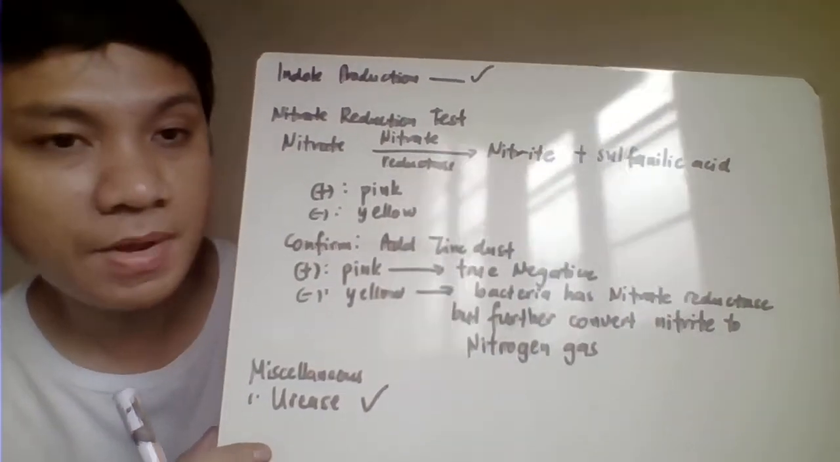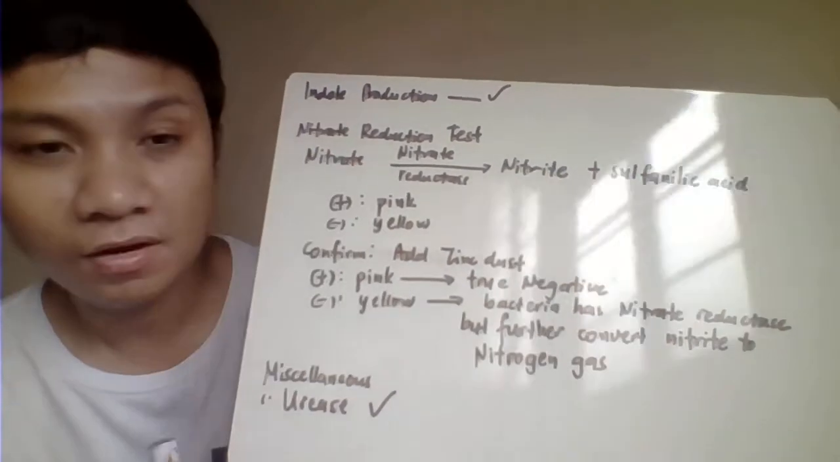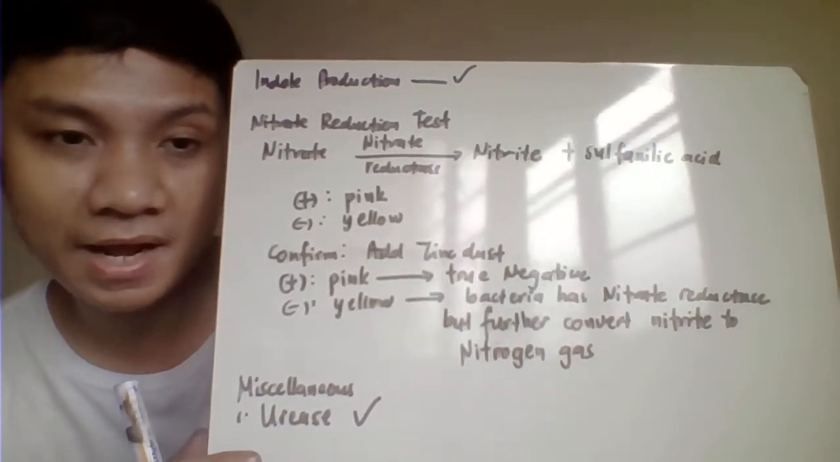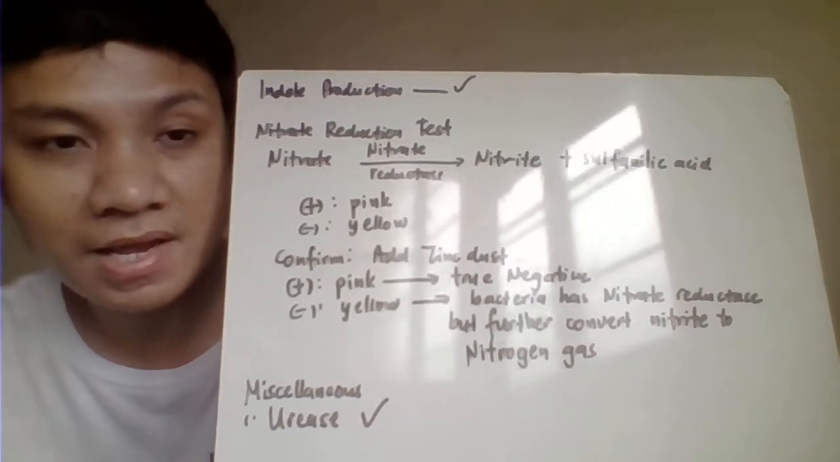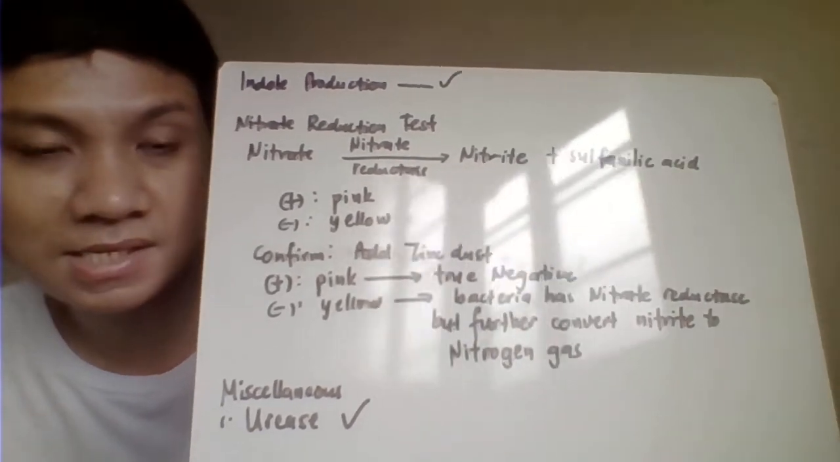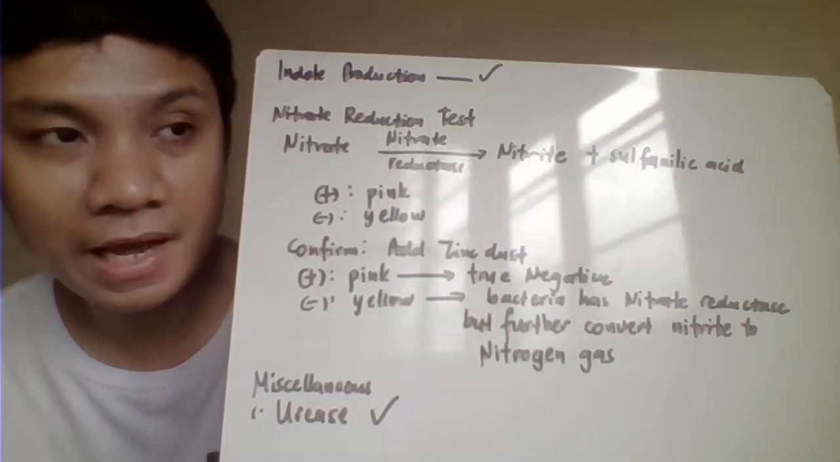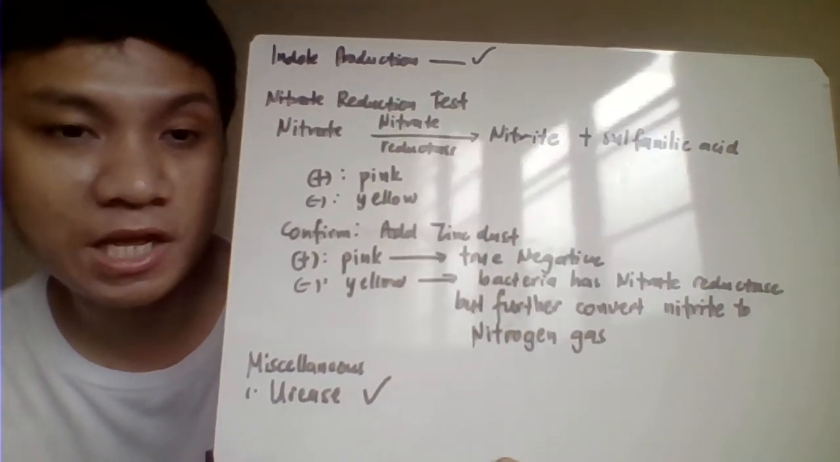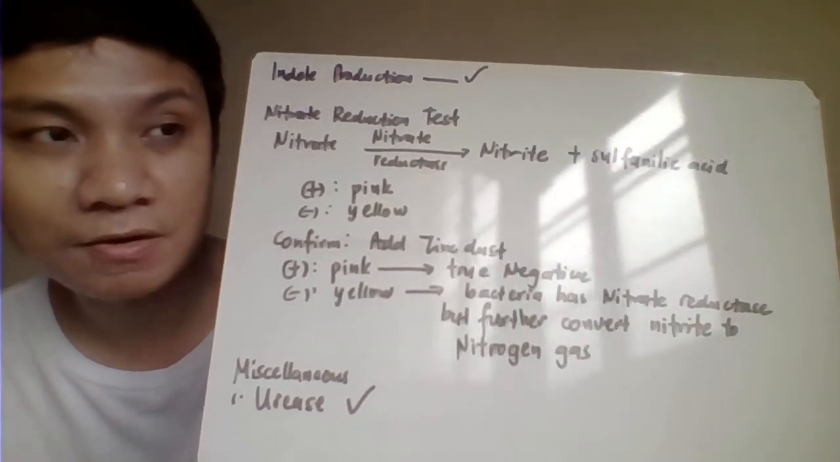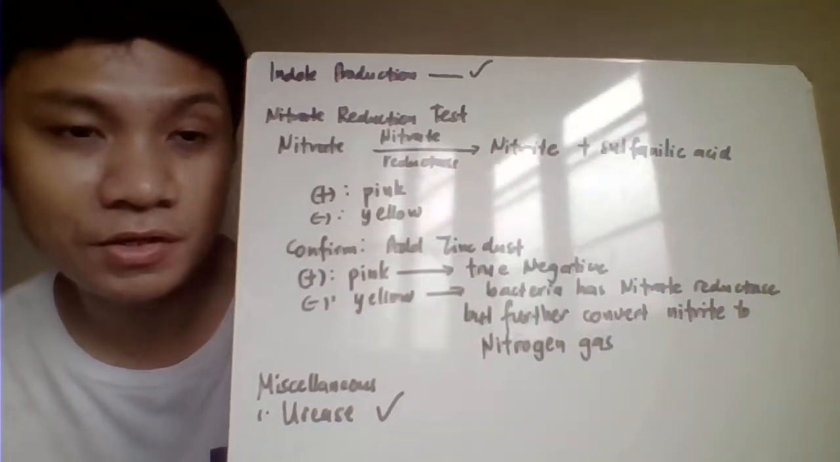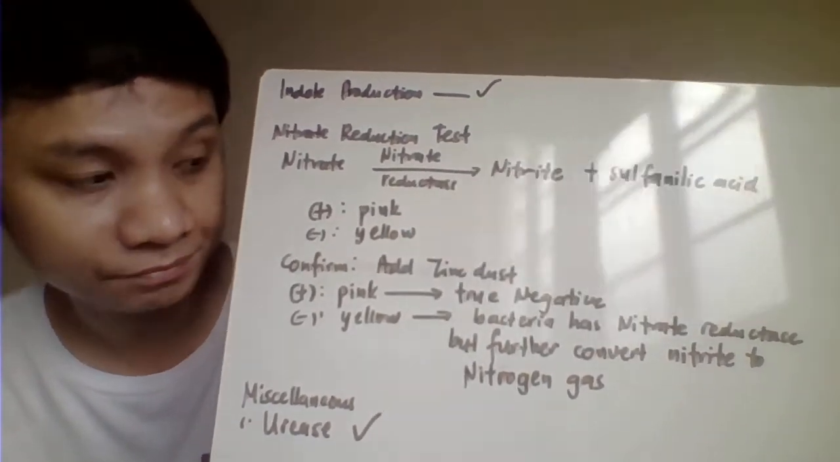Okay, another test here, we have your indole. Indole production, as we have discussed already, would identify here the enzyme tryptophanase, based on the ability of your bacteria to utilize tryptophan, converting that one to your indole. Positive result is your red color upon addition of your Kovac's reagent.